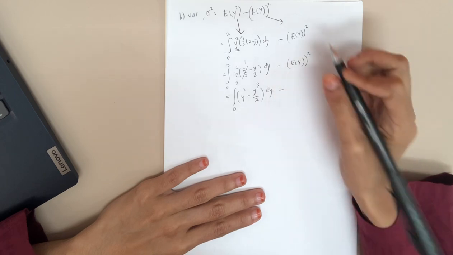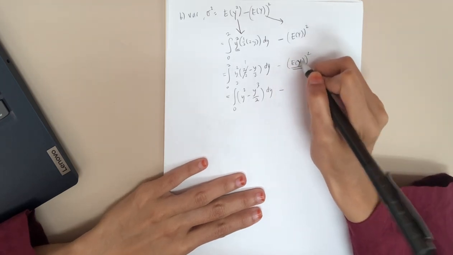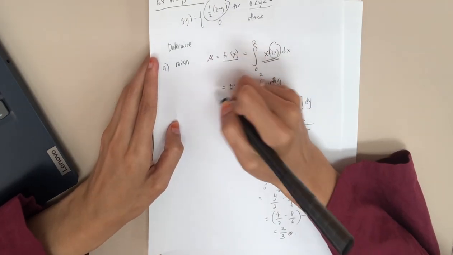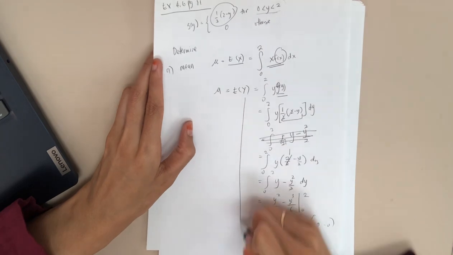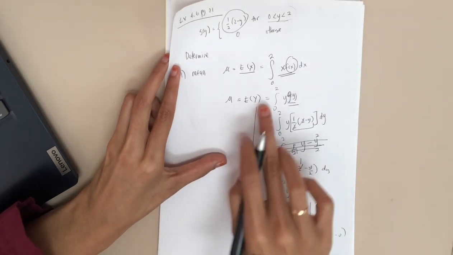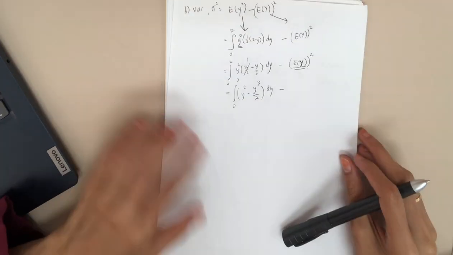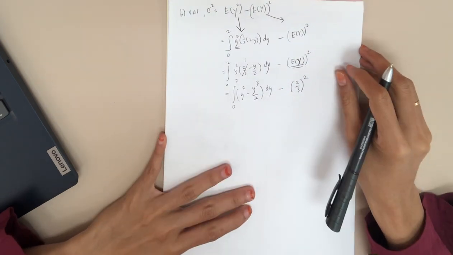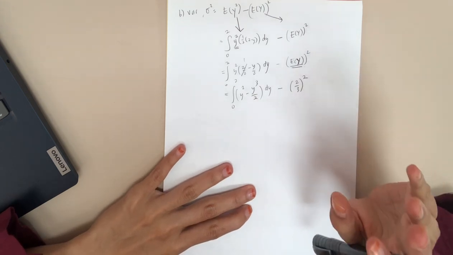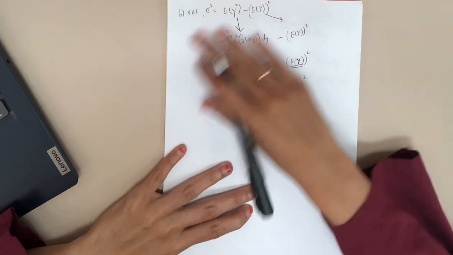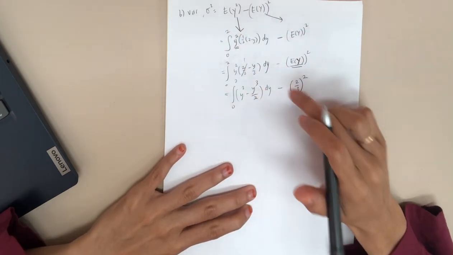Then for this one, you already calculated it. Mu is equal to EY, and your EY is equal to 2/3. I repeat, your mu is EY and EY is equal to 2/3. So you just use that answer and substitute here, 2/3 power 2. So you need to be careful. If you calculate your mean wrongly, then your variance will also be wrong, because it will affect here.